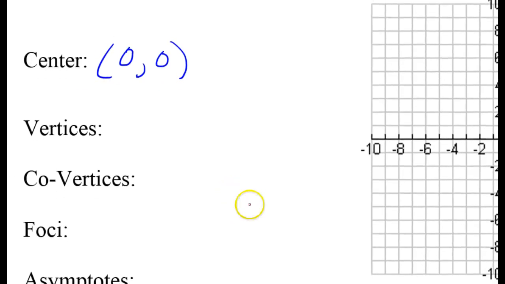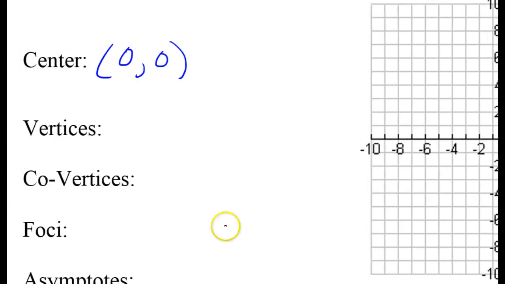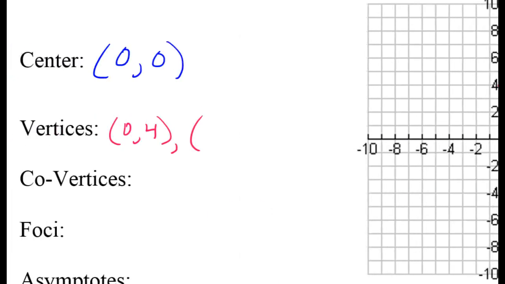So I could write that down right now. Okay, I have a vertex at 0, 4, and I have a vertex at 0, -4. Those are my vertices.